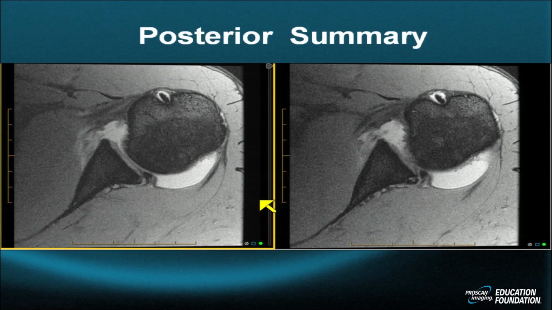analysis in any labral pathology. Let's look at a posterior summary. We're going to evaluate the status of the posterior capsule. In this case, it's a bit distended. Its relationship to the underlying fibrocartilaginous labrum: is it attached, or is it separated or torn? In this case, it's attached. We'll then assess the relationship of the labrum to the underlying bone. In this case, there is a rift.